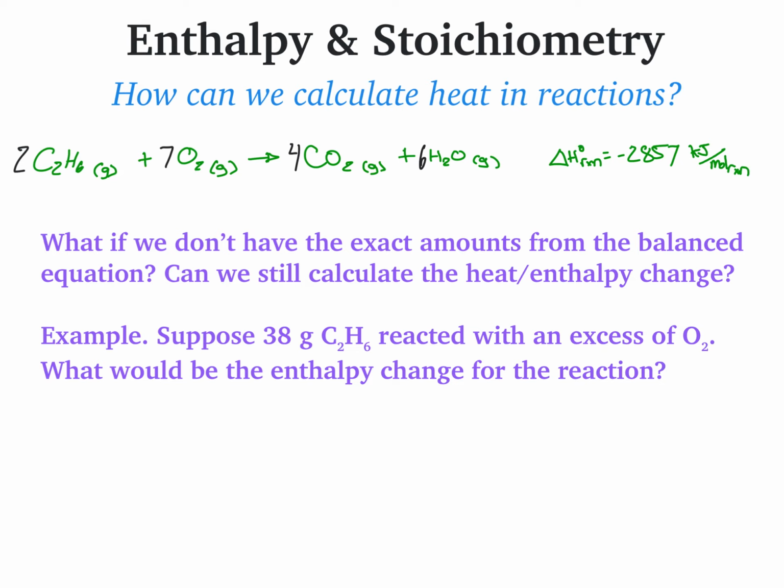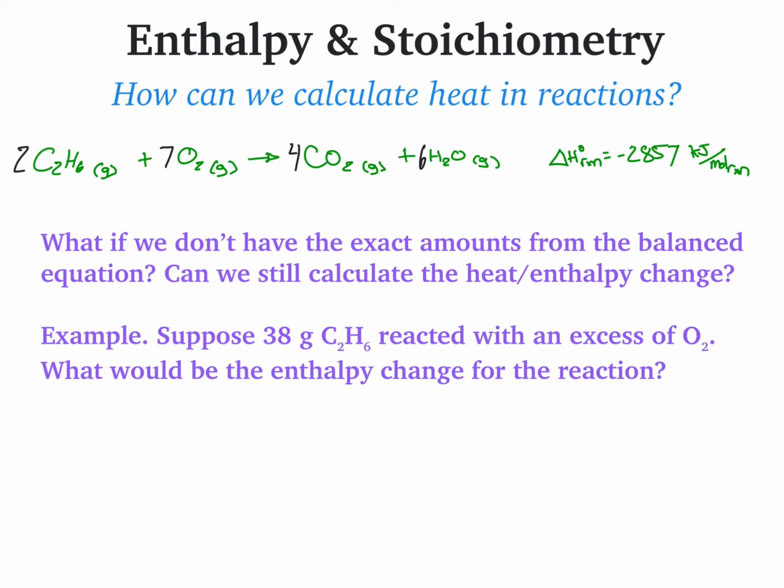Finally, what if we don't have those exact amounts? What if I have this reaction and instead of having 2 moles of this and 7 moles of this, I have 38 grams of C2H6 and an excess of O2? I've got plenty of oxygen gas. What would the enthalpy change be for the reaction? Well, I can use stoichiometry. I can take my 38 grams of C2H6, go to moles of C2H6, and then I know that 2 moles of C2H6 in 1 mole reaction is going to produce negative 2,857 kilojoules of heat. Therefore, I can use stoichiometry to help me solve this.